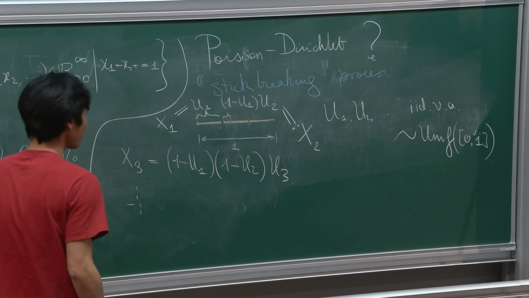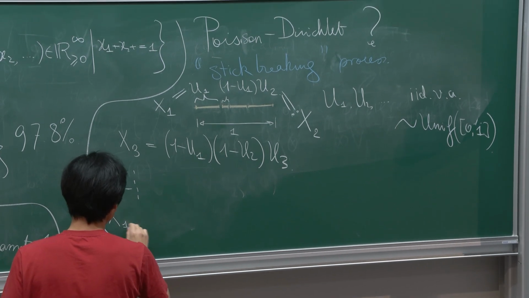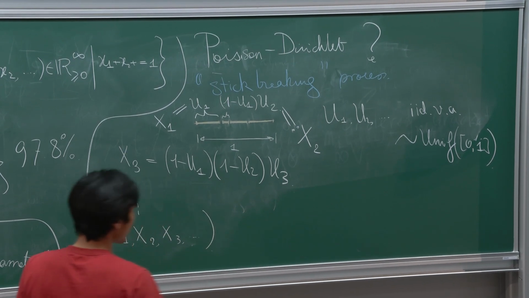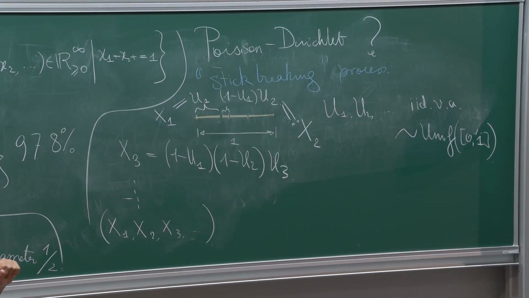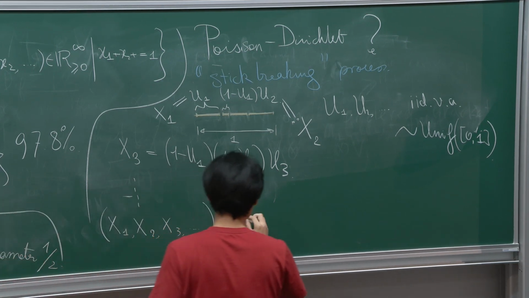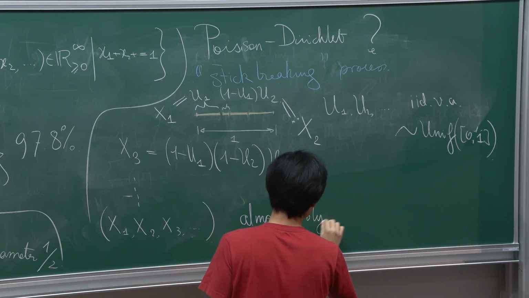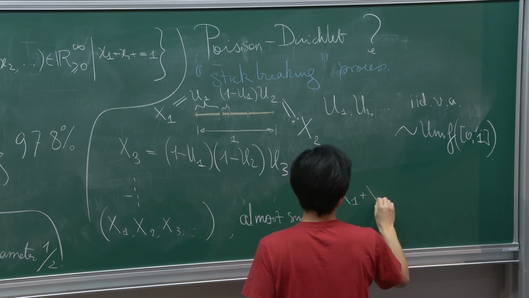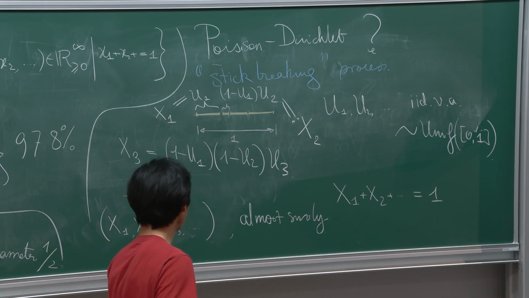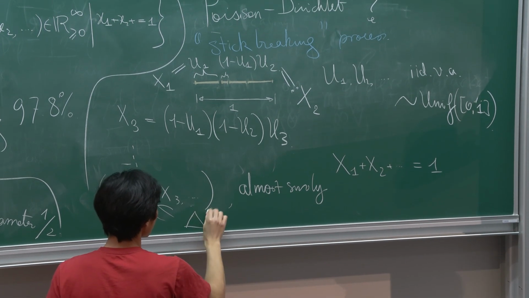Then you continue. Finally, what you get is a sequence of random numbers. Almost surely you will never stop; you'll continue this process and have infinitely many pieces. But almost surely, if you sum up everything, it will give you 1, which means that this random vector will be defined on the simplex of infinite dimension.